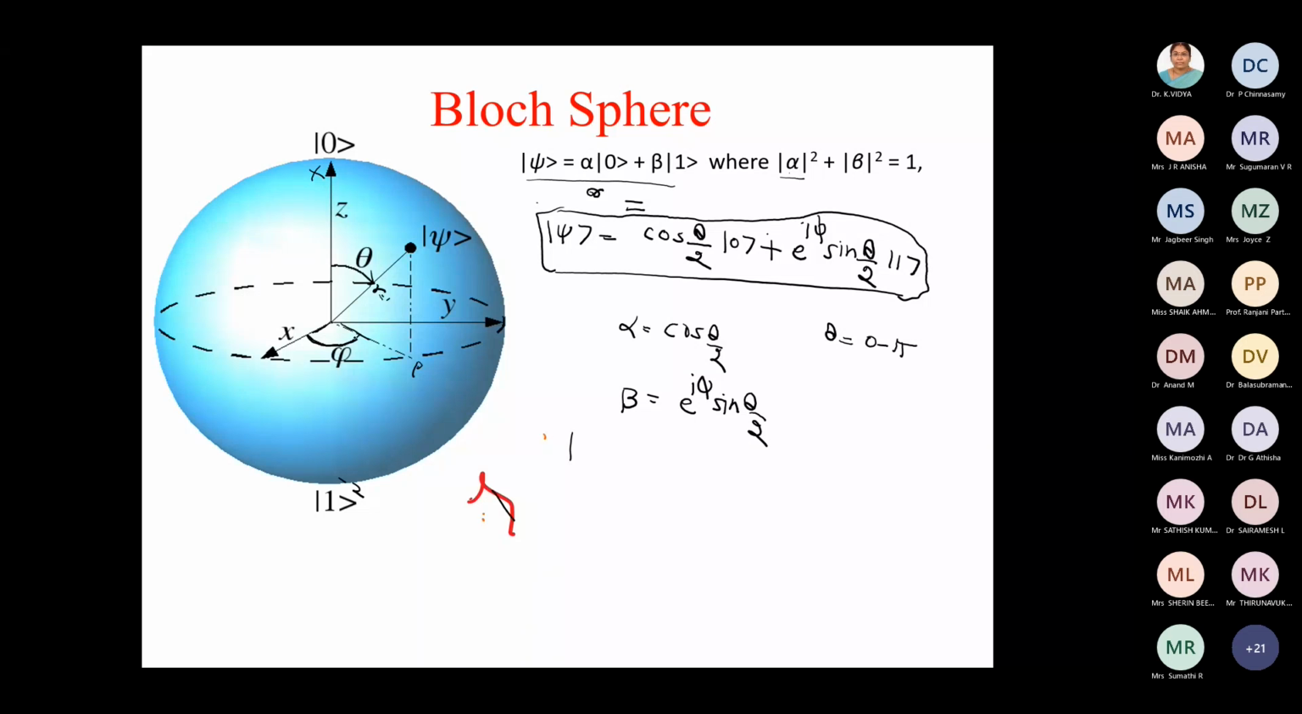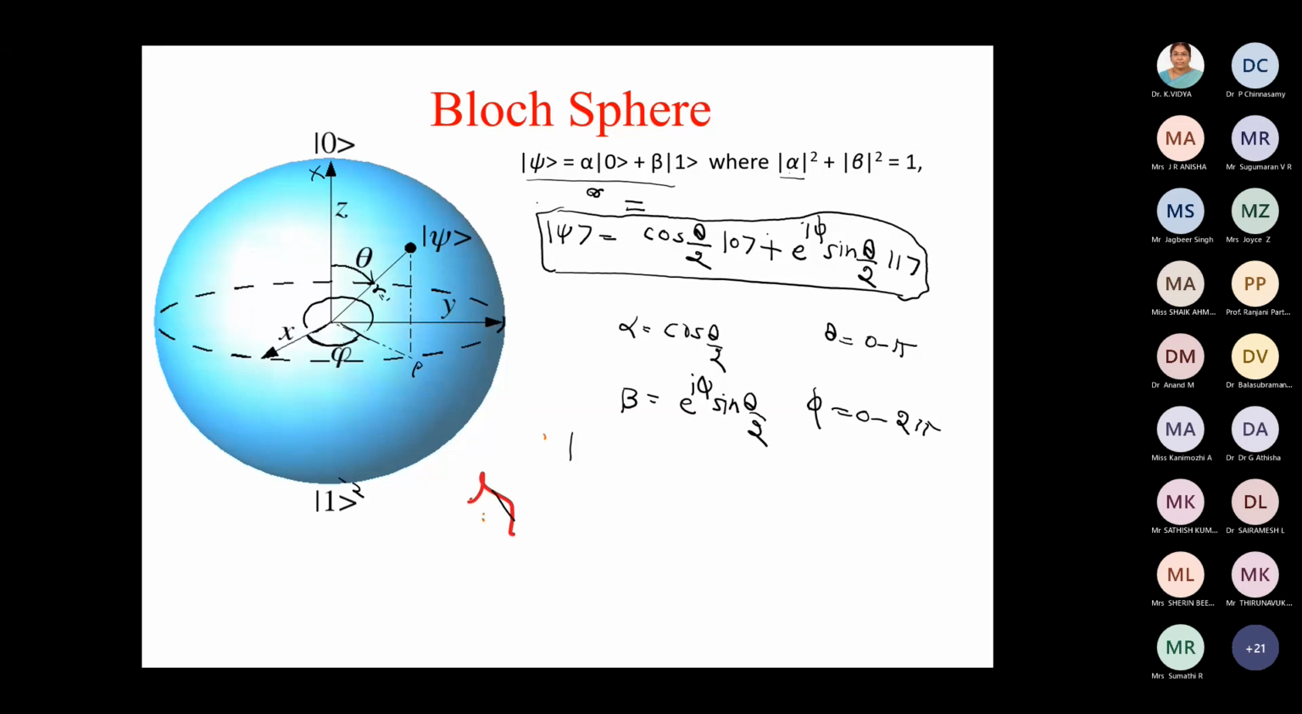And if the vector is here, phi is this phi. And it can go like this, a complete 360. So what is the range of phi, or phase as we call it? 2 pi. So 360, 0 to 2 pi.